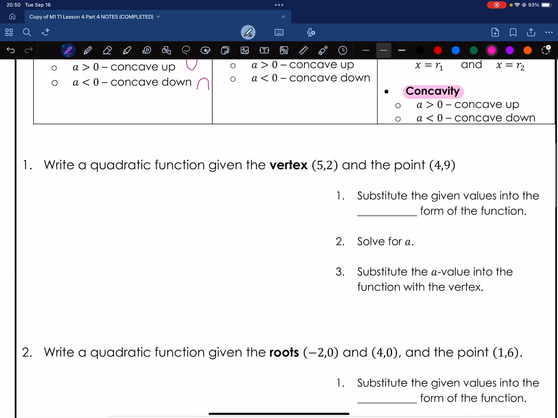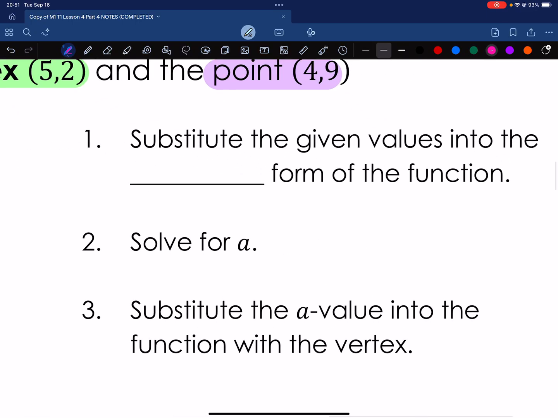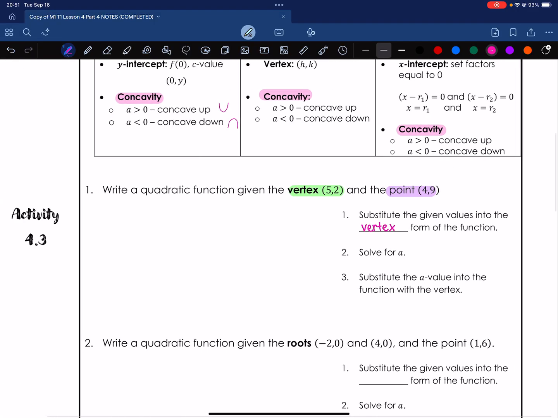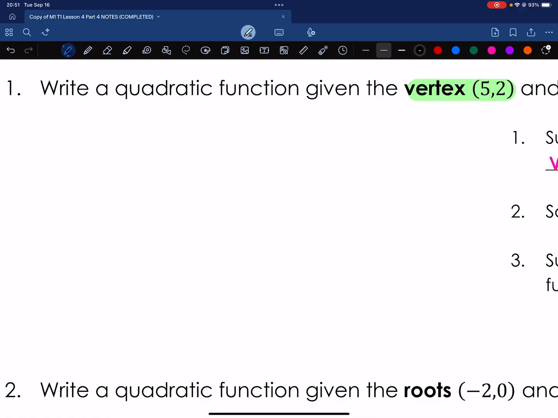We want to write a quadratic function given the vertex being (5, 2) and the point (4, 9) being on our graph. So what we can do is follow these steps right here. It says substitute the given values into the blank form of the function. Based on the key features we're given, we are given the vertex and we are given some random point. So when we are given the vertex, we want to substitute these values into the vertex form of the function.